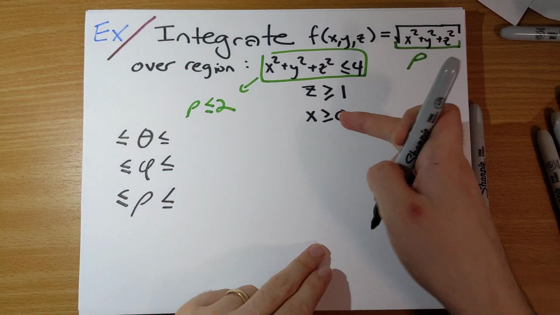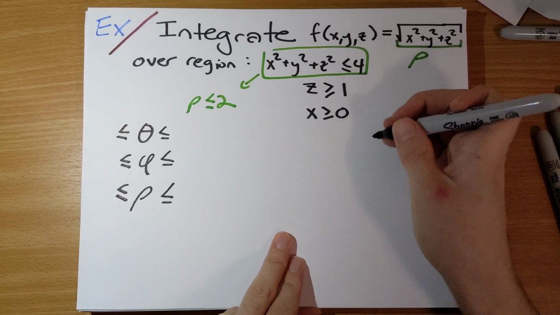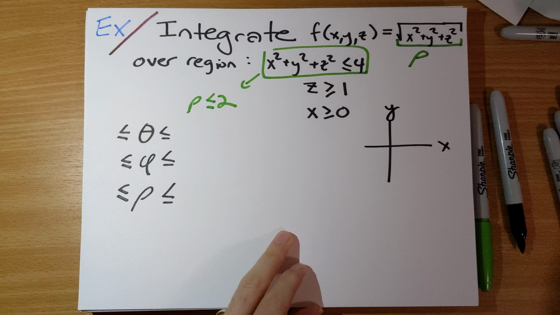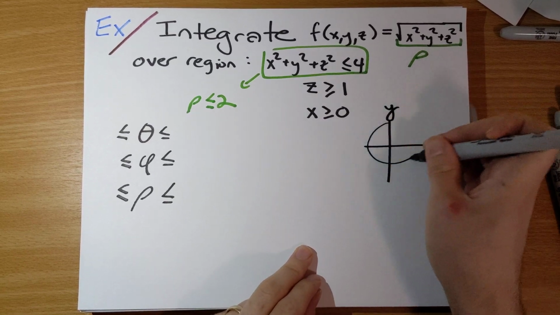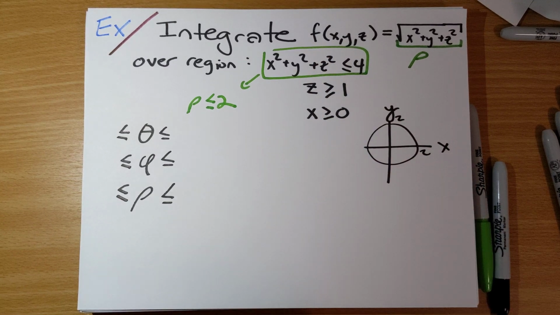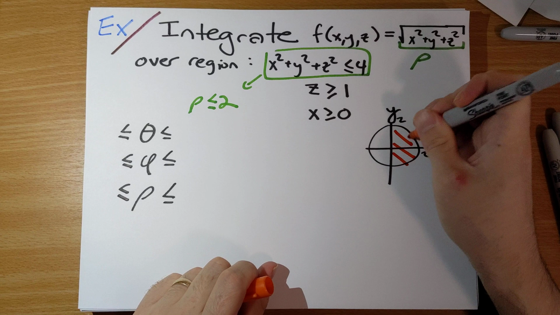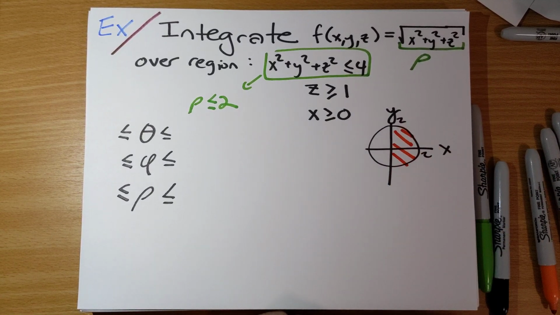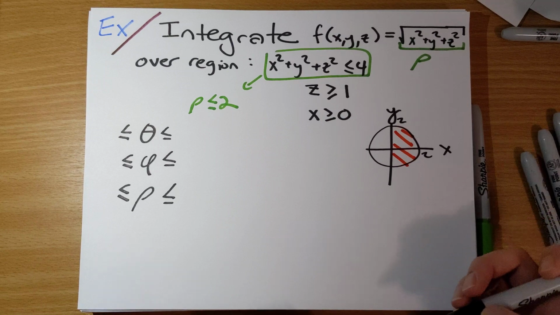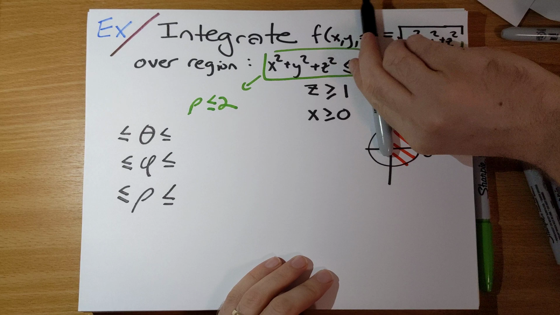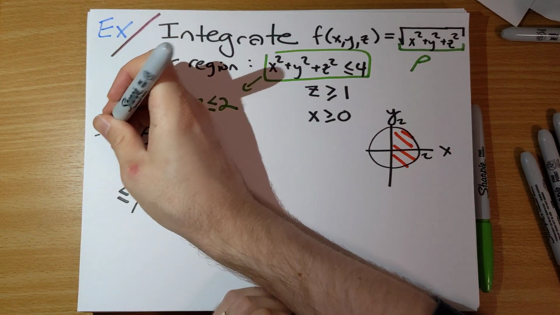For theta bounds, the only thing that's happening in the xy plane is we're inside a circle of radius 2. The projection of this into the xy plane is a circle of radius 2. X is non-negative, so we're in the right half of the circle in the xy plane. This shows us that theta runs from negative pi over 2 to pi over 2.